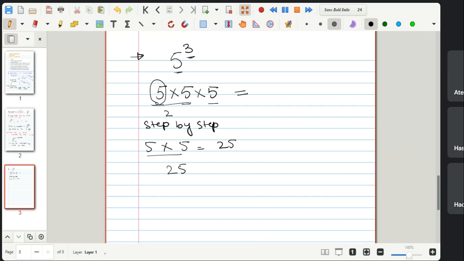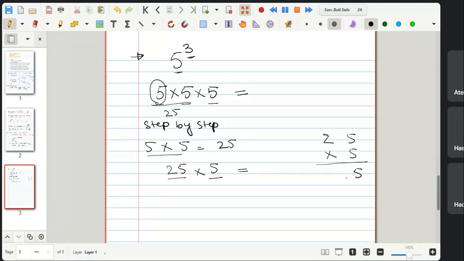Now this thing will be 25, which is 5 multiplied by 5, and again one 5 is remaining. So we will multiply 25 by 5. So what will we get? I think a few students may not know the multiplication directly, so I want to do it for them with a little explanation. This 25, and this is the 5. We will do the multiplication like this.